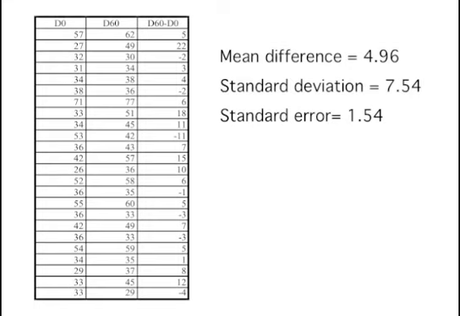To conduct the significance test, compute the difference between the D60 and the D0 conditions for each child and test whether the mean of these difference scores is significantly different from 0. The difference scores are displayed in this table in the column D60 minus D0. The mean of the difference scores is 4.96, the standard deviation of the difference scores is 7.54, and the standard error of the mean of the difference scores is 1.54.